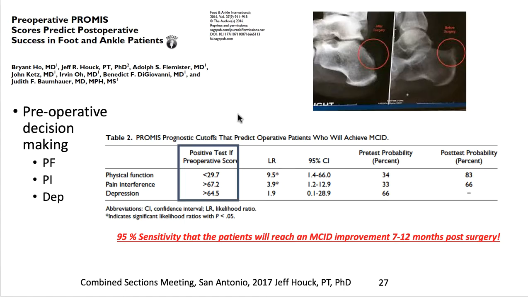So it's a fairly significant surgery, and what we have been doing is taking preoperative patient-reported outcomes, notably the PROMIS physical function, pain interference, and depression scales, and then following them for 7 to 12 months, and then looking at how many of the patients improve with surgery and how many do not. We define improvement as a minimally clinically important difference. And what we can see is preoperative scores here that predict a minimally clinically important improvement.